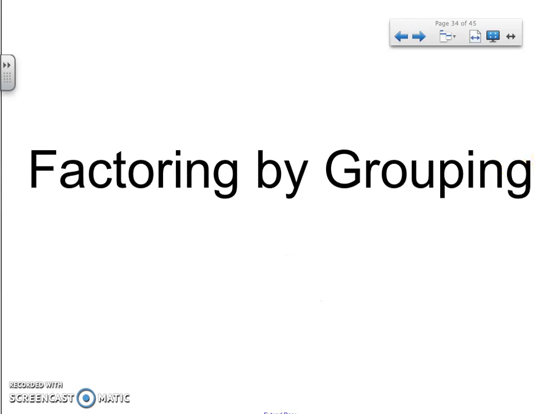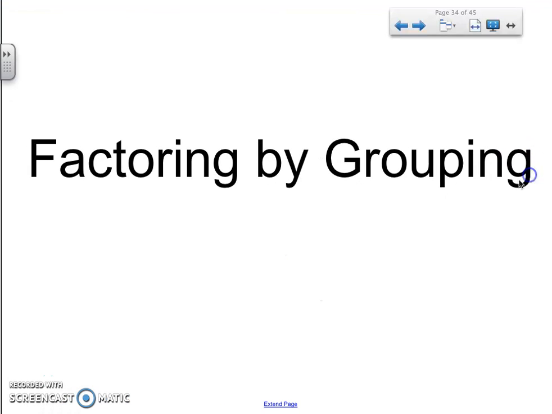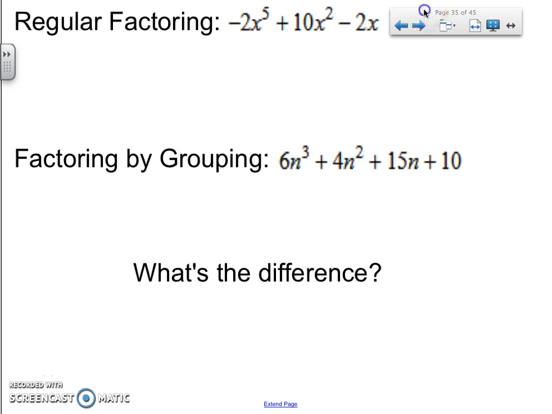Alright, so in this video we're going to talk about factoring by grouping. So let's look at what we've done in the past. Regular factoring has looked like this, where we find the GCF and we pull it on the outside and then have our parentheses with what was left in the middle. But factoring by grouping is going to look like this from now on.